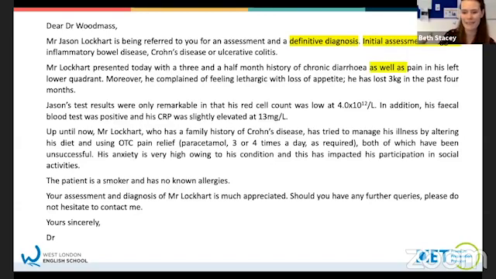"As well as." It's a very small thing, but I might think, okay, that's good. I don't want to use "and" in my letter. So "as well as" is just a nice alternative to use.